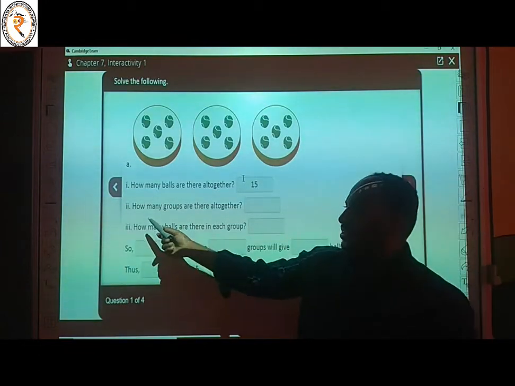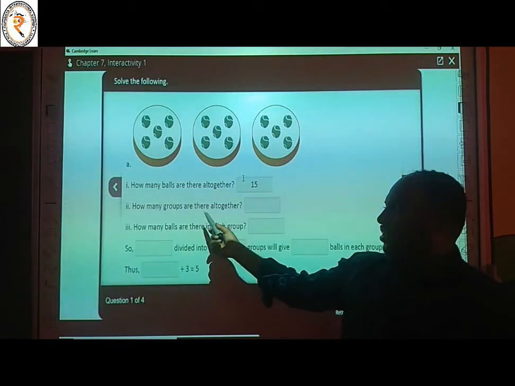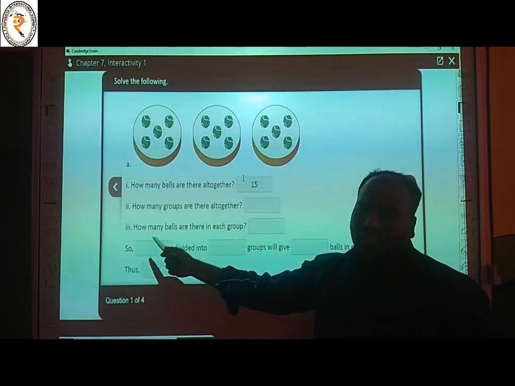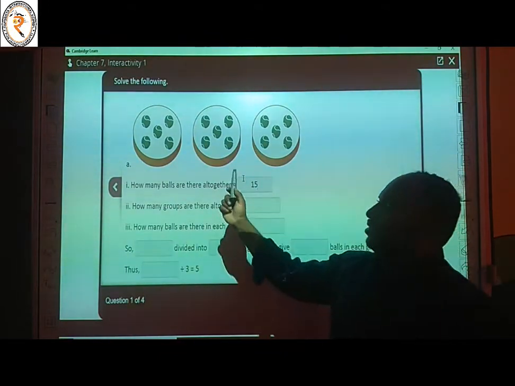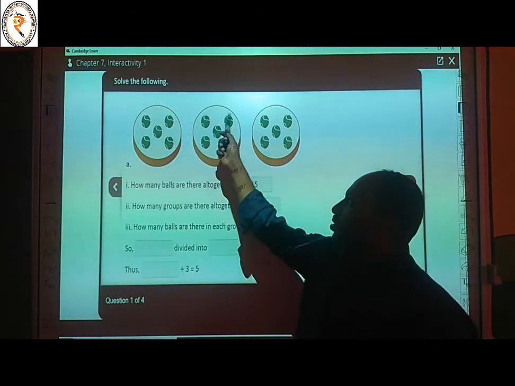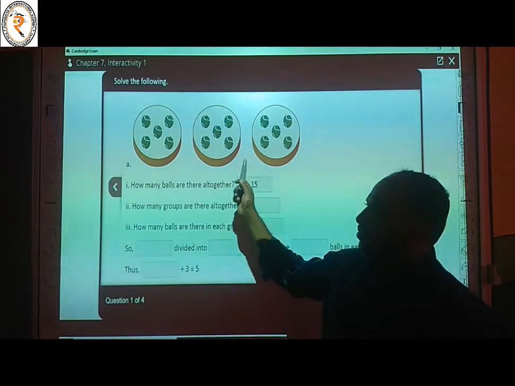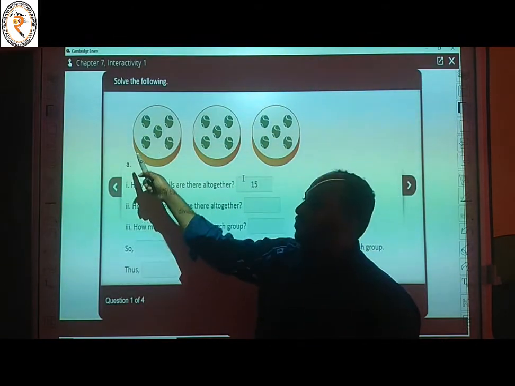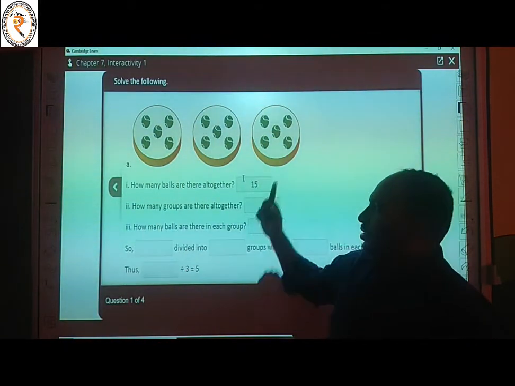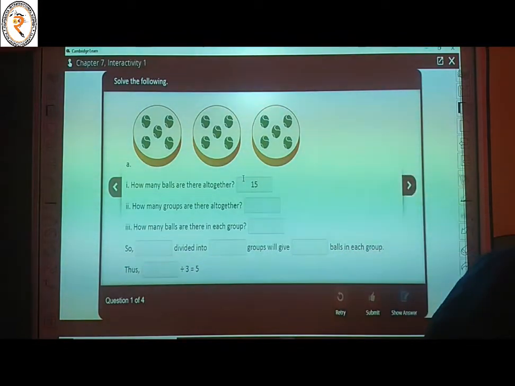So the first answer is 15. And then the second one is how many groups are there altogether? 1, 2, 3. We have 3 groups. The second one is 3.